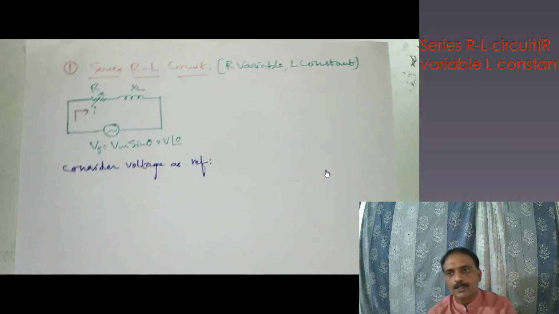Here I am going to consider a series RL circuit in which I am going to consider resistance as the variable and inductance as the fixed one. This series combination has been connected to a sinusoidal alternating voltage of Vs equal to Vm sin theta. In polar form it is represented as V at an angle of 0. For all my locus diagrams, I am going to consider the voltage as the reference vector, and I am going to draw the current passing through this circuit, as the locus of this current is going to be drawn here.